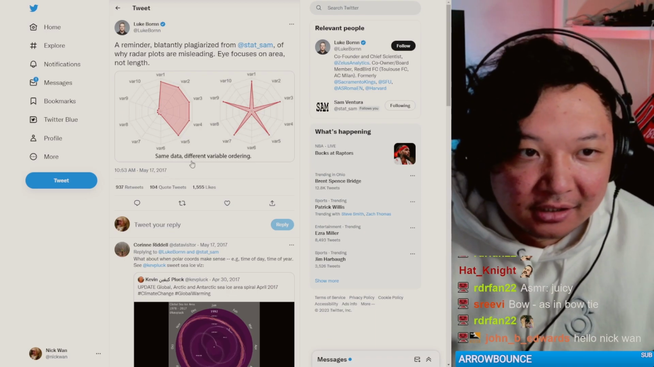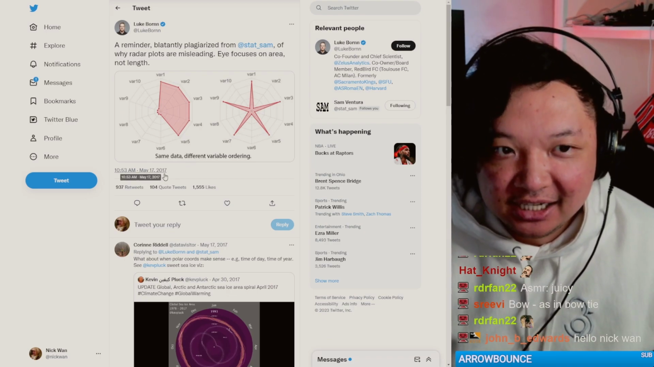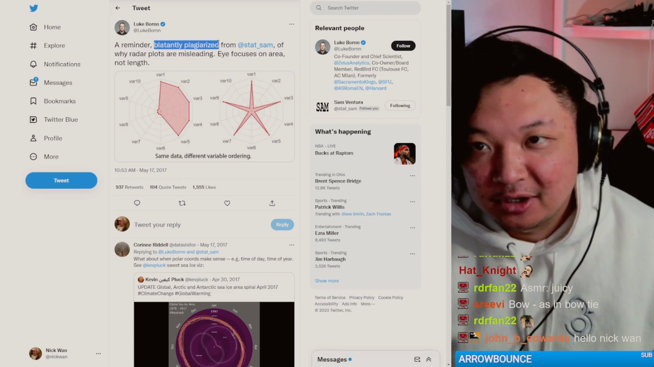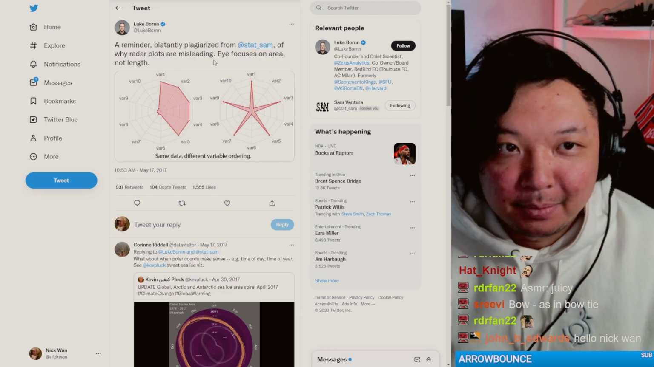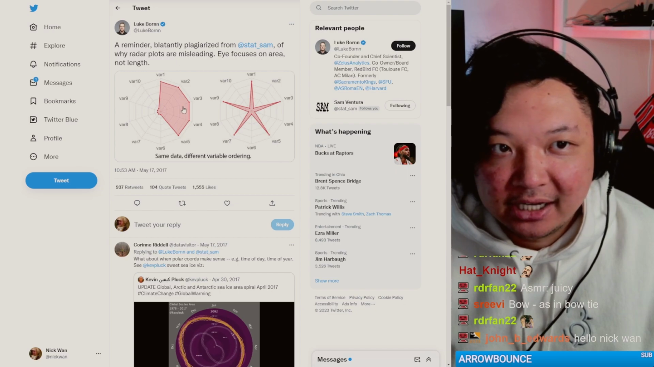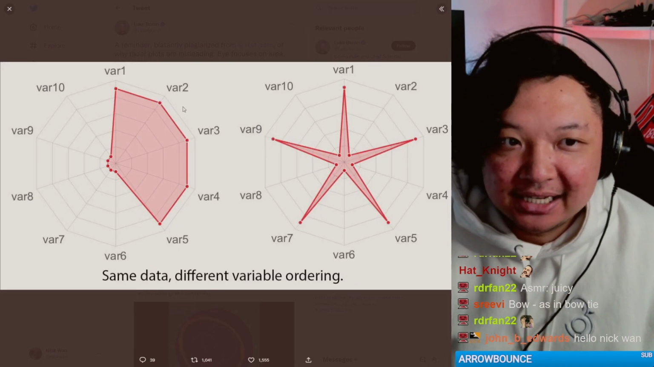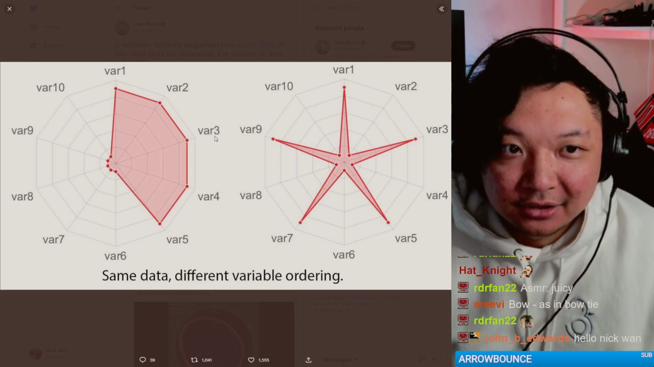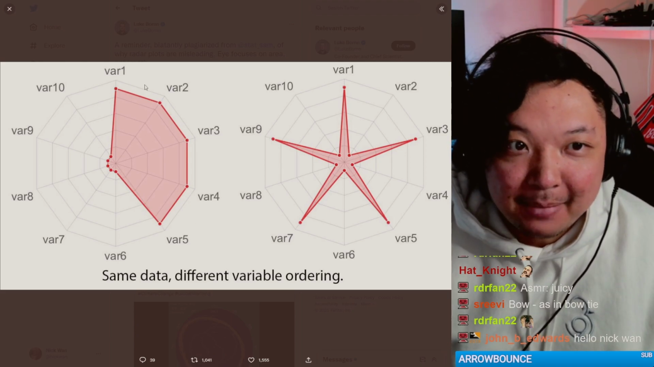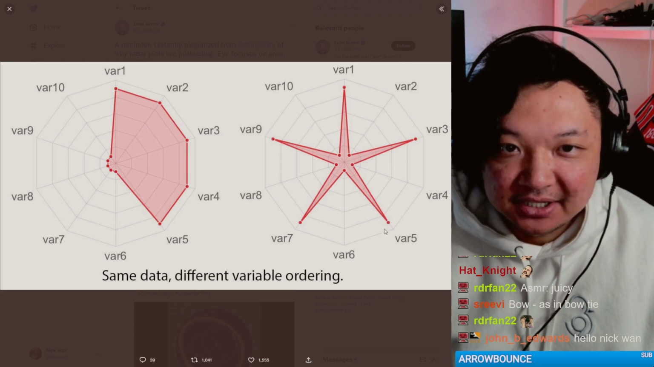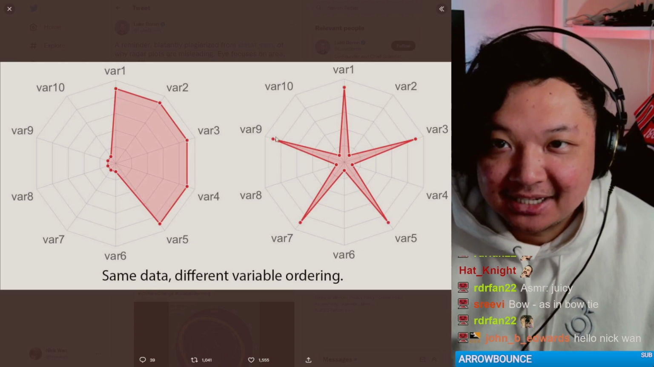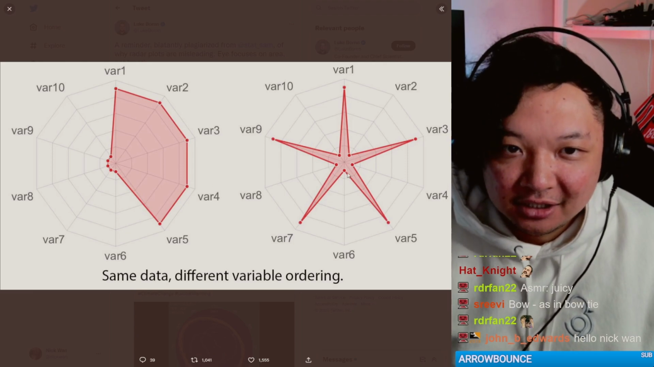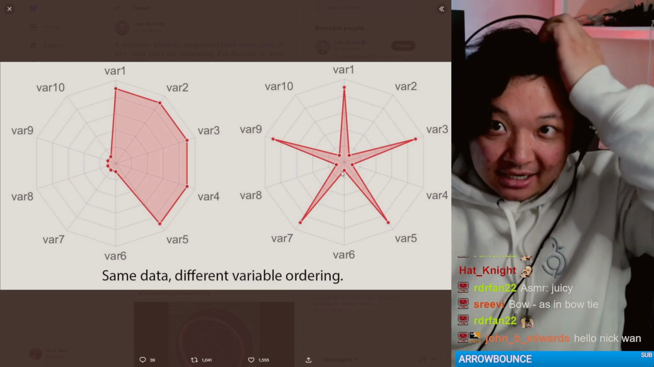Luke Bourne from 2017 here. A reminder, blatantly plagiarized from Sam Ventura, of why radar plots are misleading. It focuses on area, not length. This actually is conveying the exact same info. 1, 2, 3, 4, 5 maxed areas. This also has 5 maxed areas. Then you have another 5 here that are min. You have 5 here that are min.